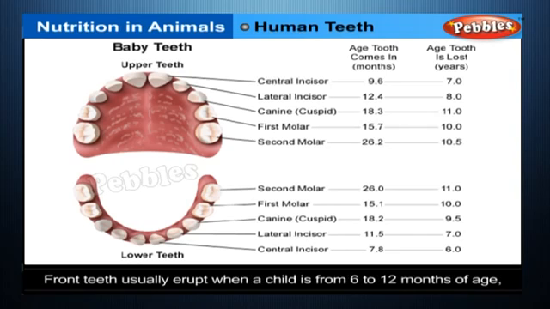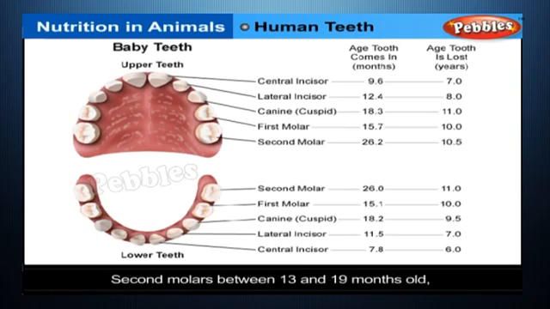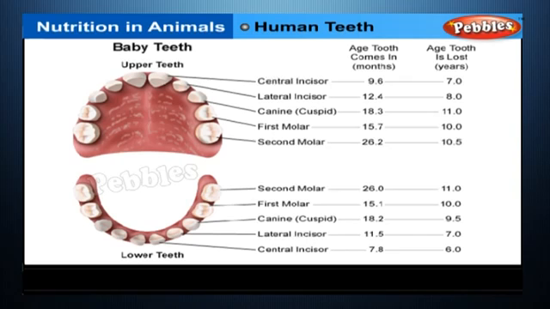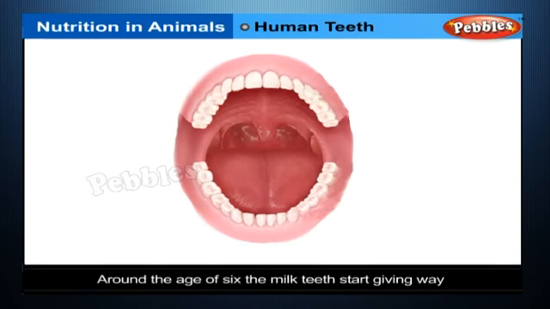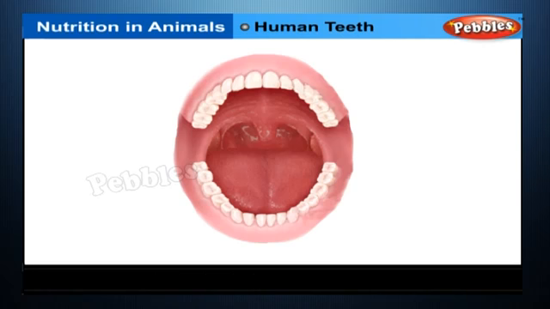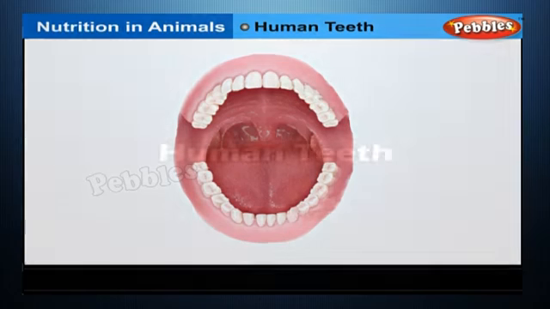Front teeth usually erupt when a child is from 6 to 12 months of age. Second molars between 13 and 19 months old, and canines usually erupt at 19 months or older. Although the temporary set is replaced by the permanent set, the temporary set plays a very important role in the proper alignment and spacing of the permanent teeth. Around the age of 6, the milk teeth start giving way to the developing permanent teeth. The temporary set sheds earlier and permanent teeth erupt earlier in girls.